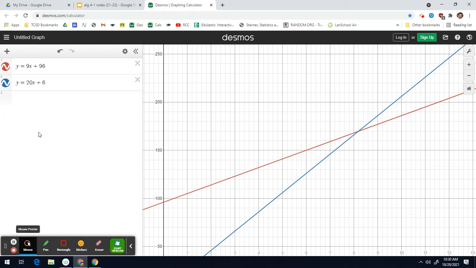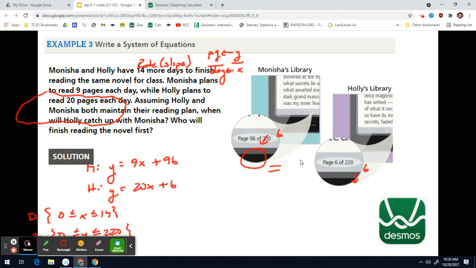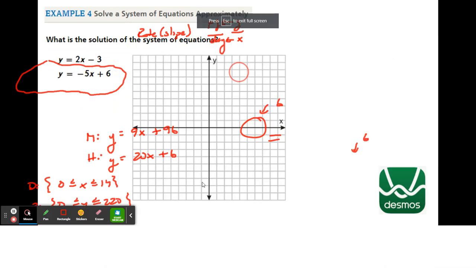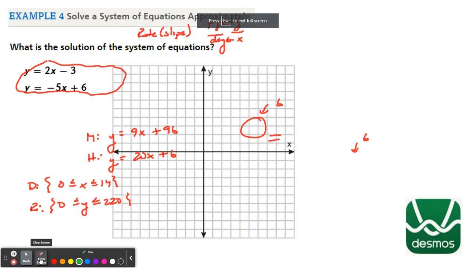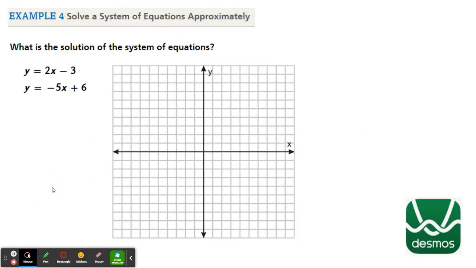All right, last question here, and then we'll be done with 4.1. So we're going to take a look at this question. Let me clear that. Okay, so here we go. Last question. It says, what is the solution of this system? So we have two equations in slope-intercept form, no big deal. So let's just graph them.